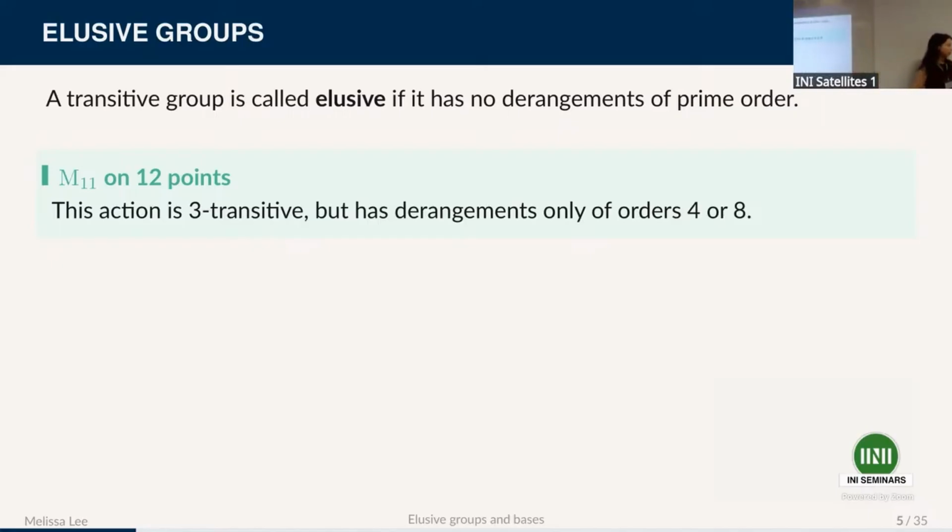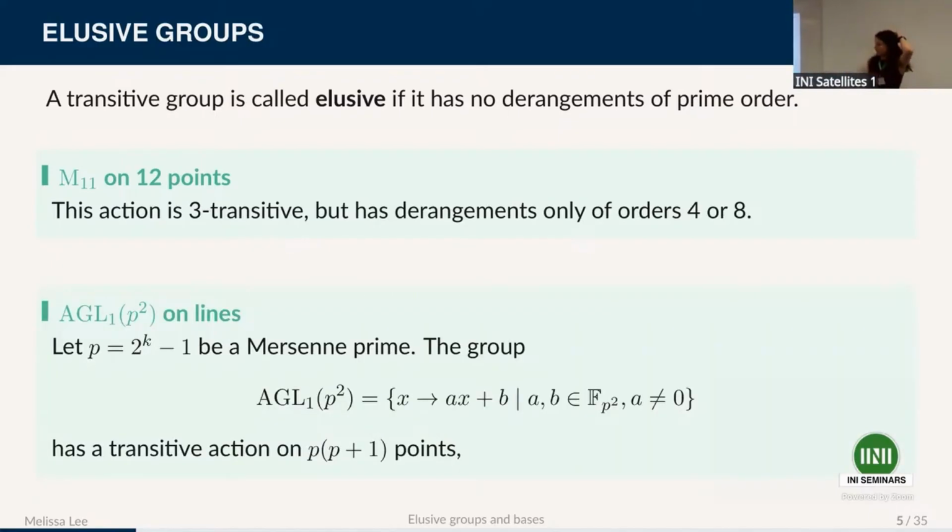Another example, which is a little bit more involved, is that you take p to be a Mersenne prime. Now I'm going to take the affine general linear group, AGL_1(p^2), which is all of my affine transformations. I send x to ax plus b, and I take a and b to be in the finite field F_{p^2}, with the specification that a is not 0.